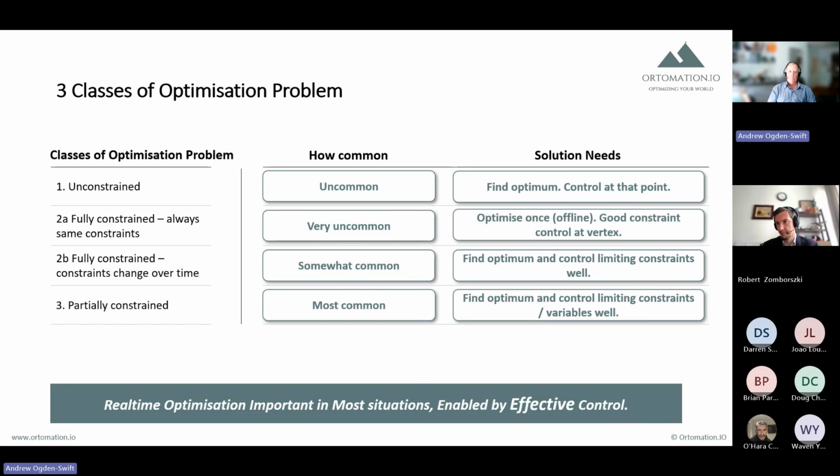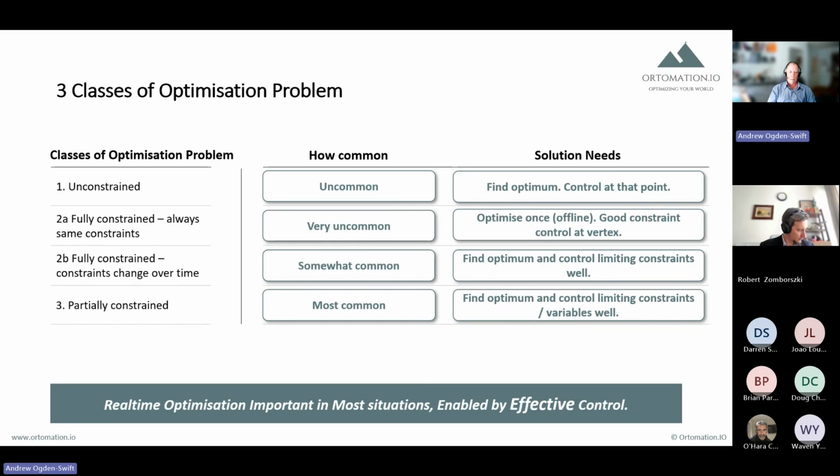And there are 2 subcategories here. One is you're always at the same constraints. And again, this is really uncommon. I think I've come across this once in my career. And this is really actually very simple. You can optimize this once, you can do it offline, because the optimum never changes. You just need to control at those optimal constraints, but it's pretty rare.